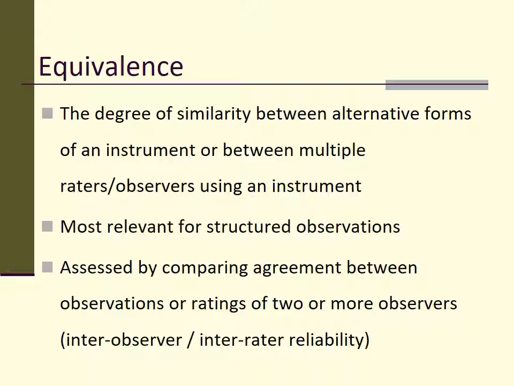Equivalence is the degree of similarity between alternative forms of an instrument or between multiple raters or observers using an instrument. It's most relevant for structured observations and is assessed by comparing agreement between observations or ratings of two or more observers. This is generally referred to as inter-observer or inter-rater reliability and is expressed as a percentage of times the two raters agree.